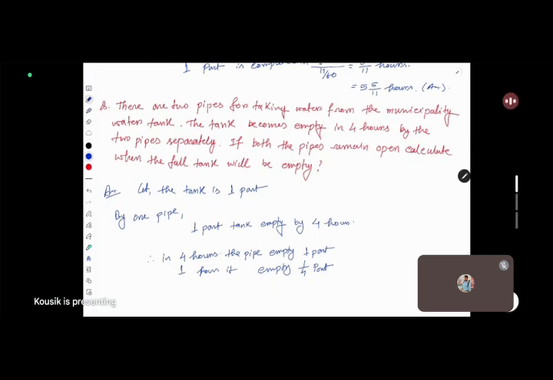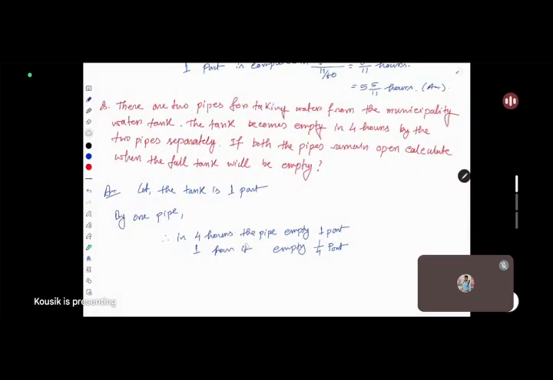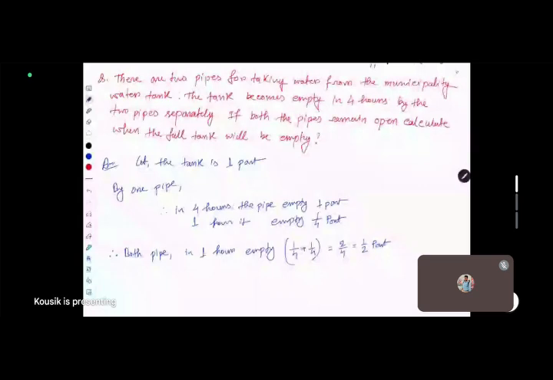We can skip writing this line, but let me write it once. So in 4 hours the pipe empties one part. So in 1 hour, this is a single pipe. So both pipes in 1 hour empty 1/4 plus 1/4, equal to 2/4, equal to 1/2 part. Is it clear what is happening?